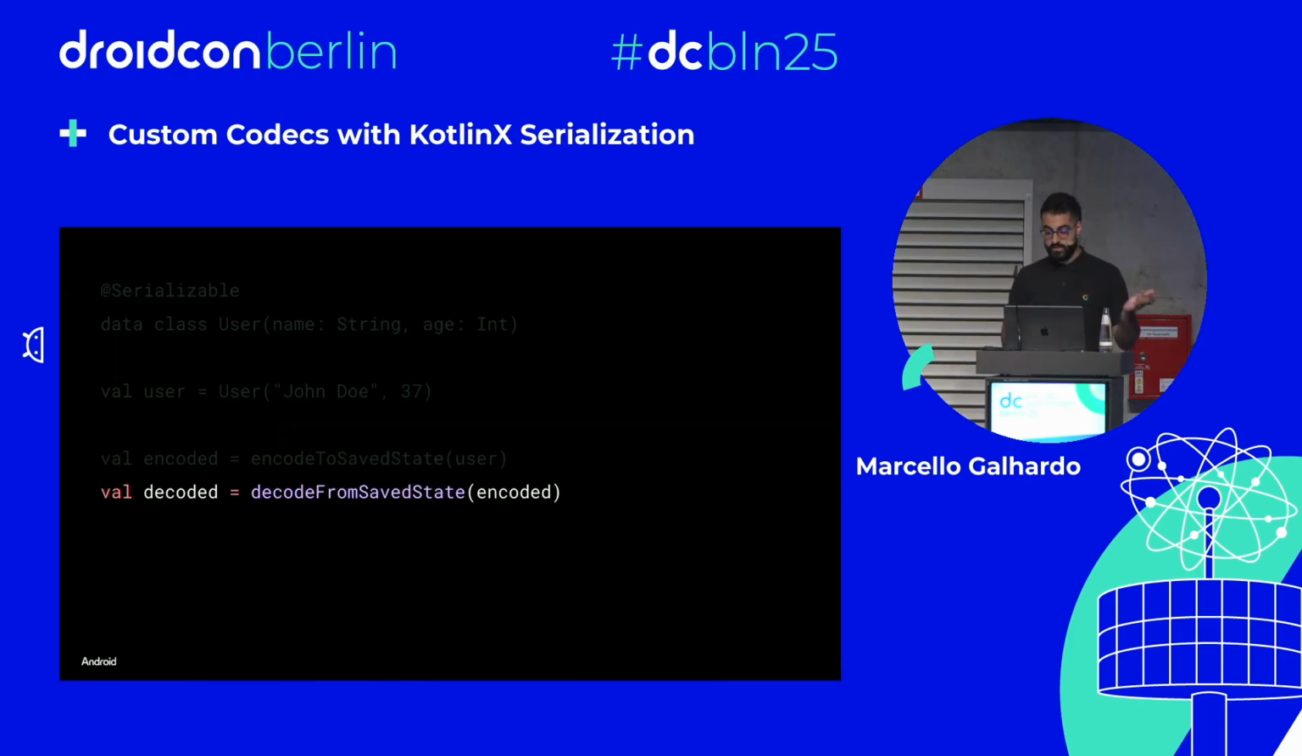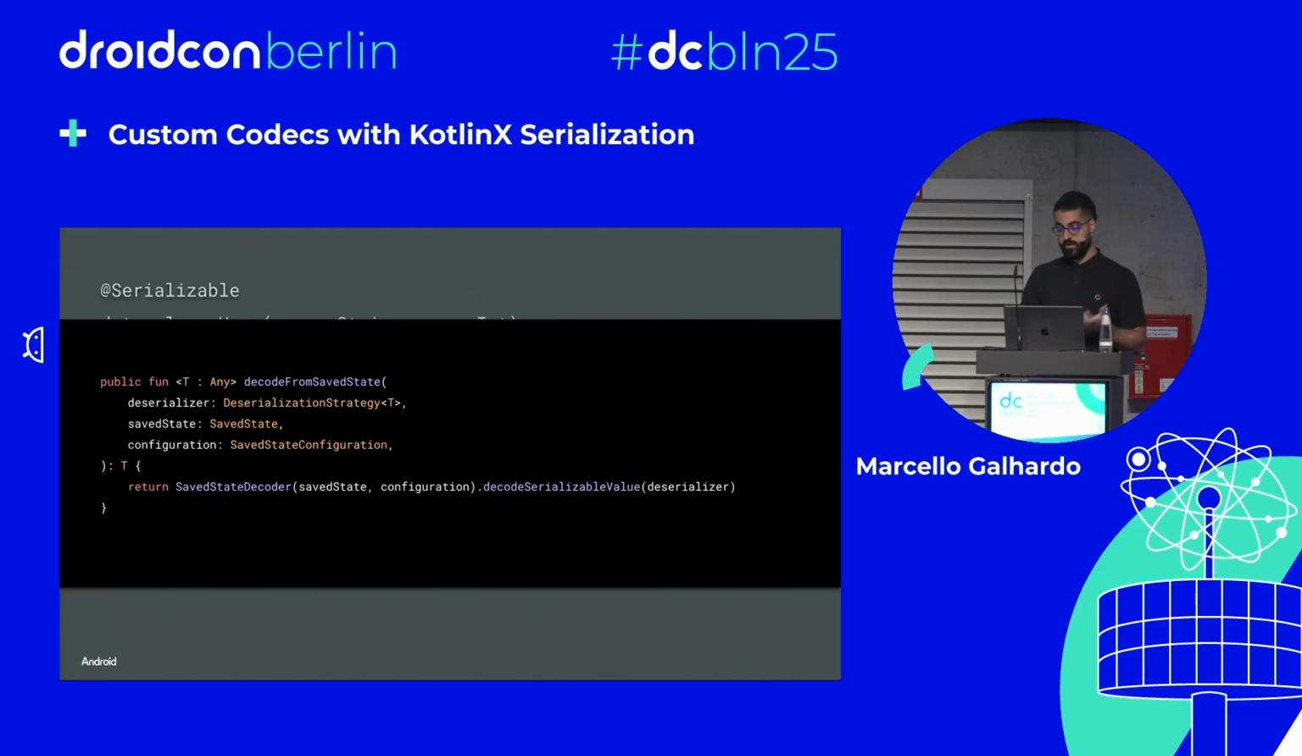And now we're going to just decode it back, the same thing we just encoded. This is how the function looks. The code from SavedState function, we're going to create a SavedState decoder. We're going to ask it to decode the value with the serializer. Then we return the decoded object.